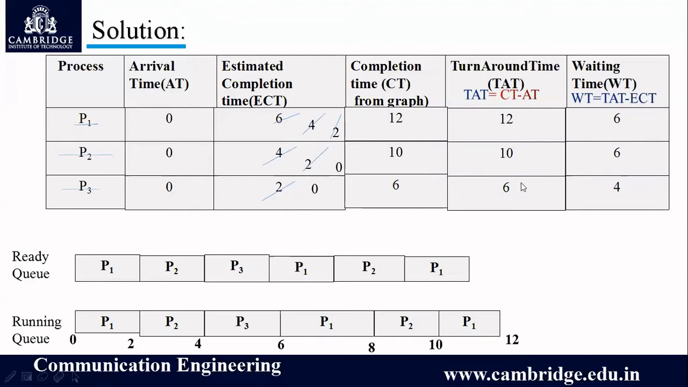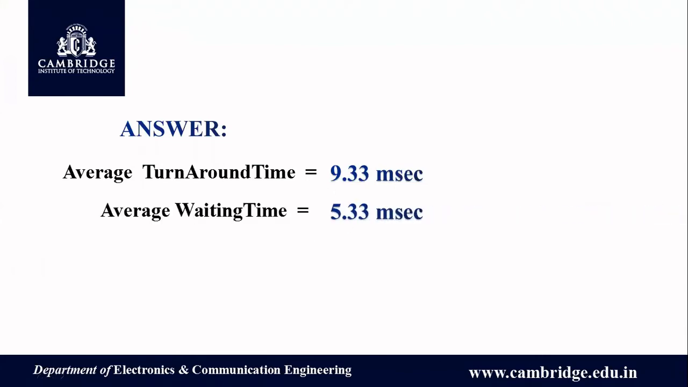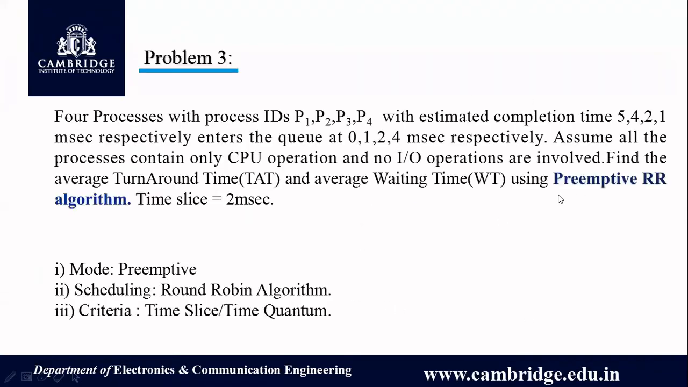Now you can find the average of these 3 values for the average TAT. 10 plus 12 plus 6 by 3. Okay, and the average TAT is found to be 9.33 milliseconds, and the average waiting time is found to be 5.33 milliseconds. Right? So now let us go to the next problem.